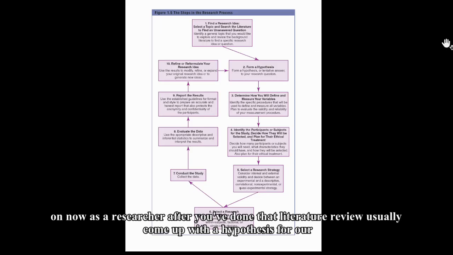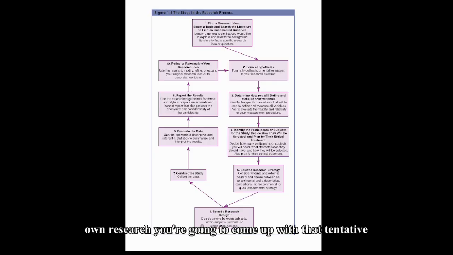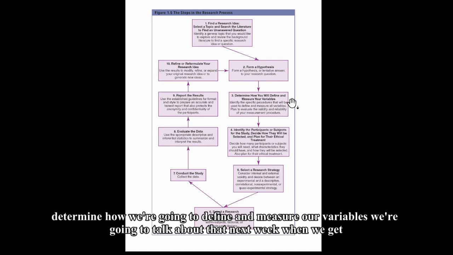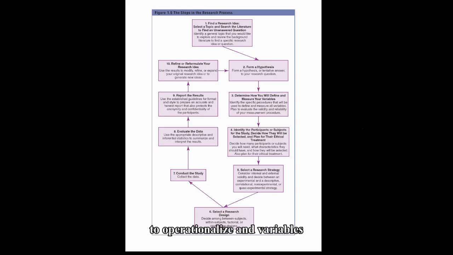Now, as a researcher, after you've done that literature review, we usually come up with a hypothesis for our own research. You're going to come up with that tentative answer to your research question. Step 3 down here is where we determine how we're going to define and measure our variables. We're going to talk about that next week when we get into operationalizing variables.